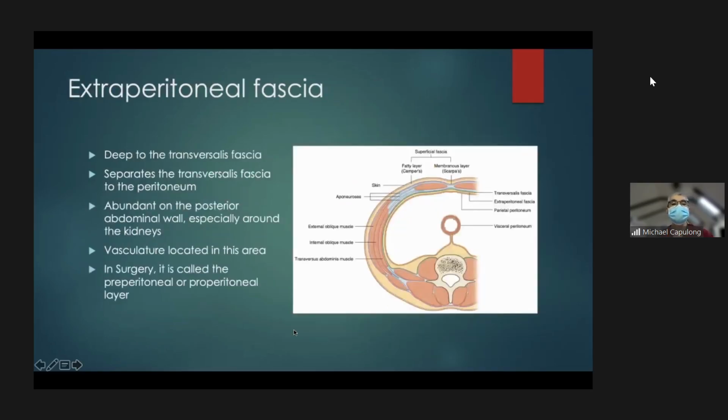So the next layer would be your extraperitoneal fascia. This is deep to your transversalis fascia, and that separates your transversalis fascia from the peritoneum. In this layer, you have the majority of the blood supply seen. So the vasculature is located in this layer. And for us, we often call this your preperitoneal area or your properitoneal area, the layer immediately before the peritoneum.